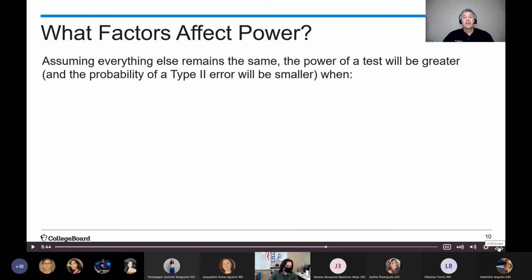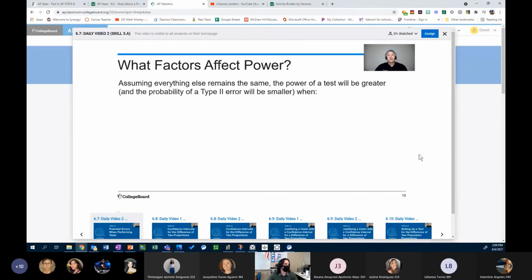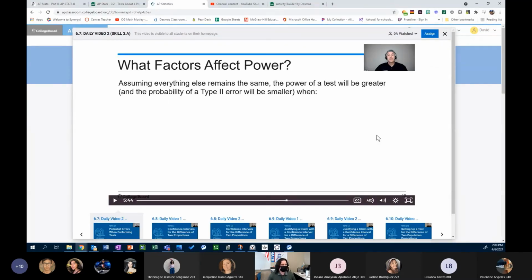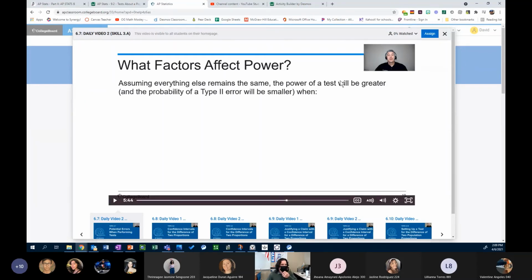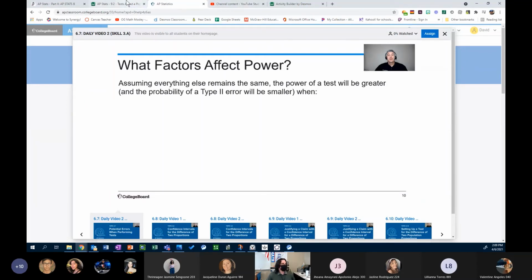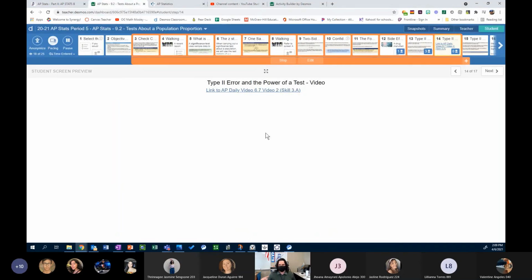All right, so hopefully that helped a little bit, kind of clarify what the idea of type 2 error and power are and how they're related. Again, kind of like they mentioned, you're not going to be expected to be able to calculate a type 2 error and power, but you should be able to use one to find the other if you're provided one of them, and you need to be able to interpret what it means.